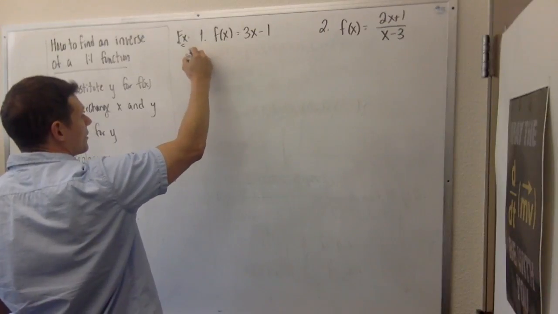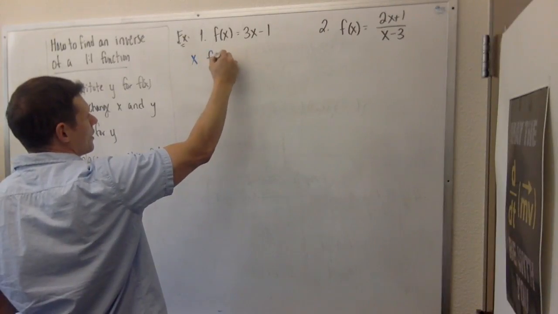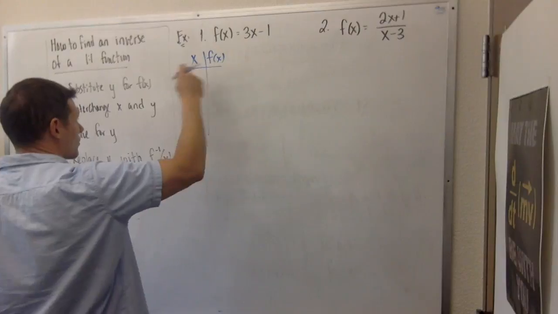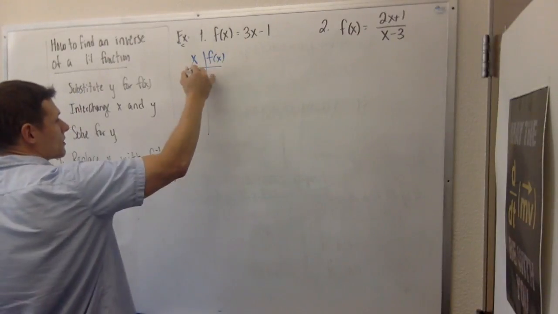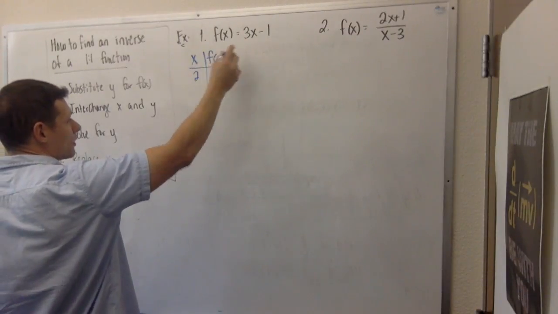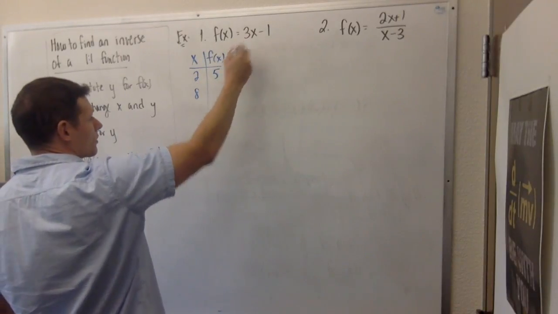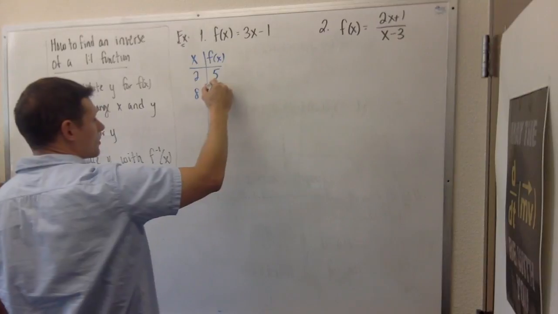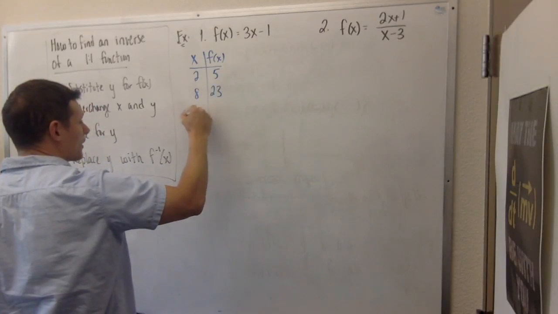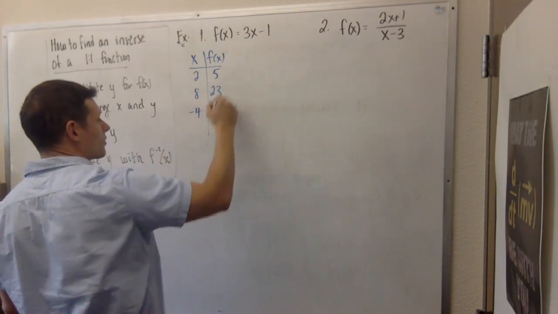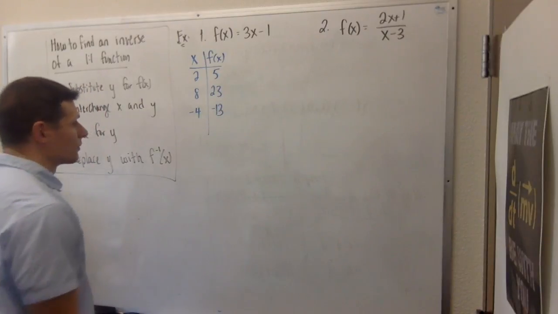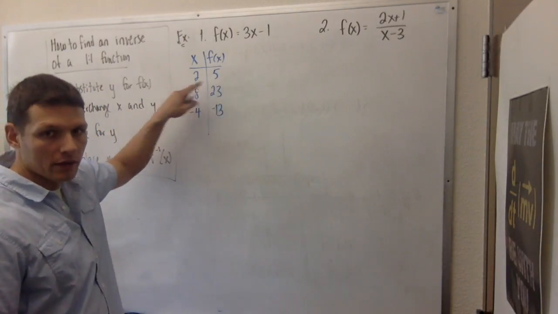This is a function. It's a linear function. I'm just playing around with it right now. We're not doing the steps just yet. Suppose I put in some numbers. Suppose you put in 2, well, you get 5. Suppose you put in, say, 8, I get 24, take away 1 is 23. And I'll pick a negative number, negative 4, and I get negative 12 minus 1 is negative 13. So this is x and y, x and y, x and y.